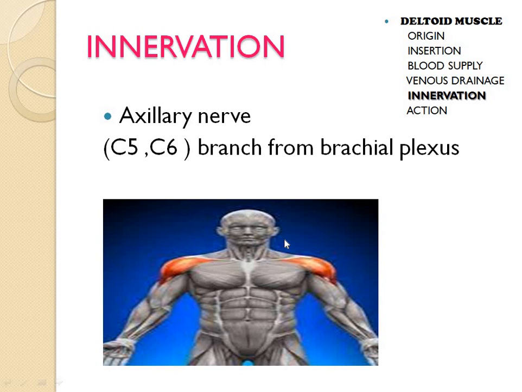Innervation. Nerve supply of the deltoid muscle. The axillary nerve innervates the deltoid muscle, and it arises from the cervical 5th and cervical 6th nerves. That axillary nerve branches from the brachial plexus.